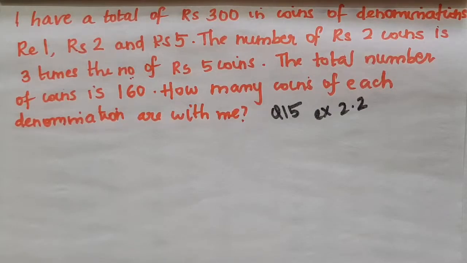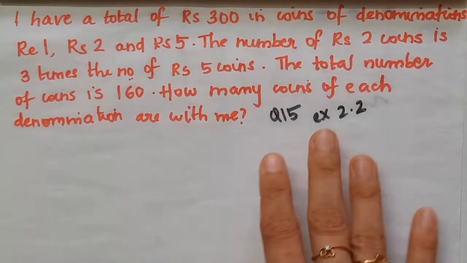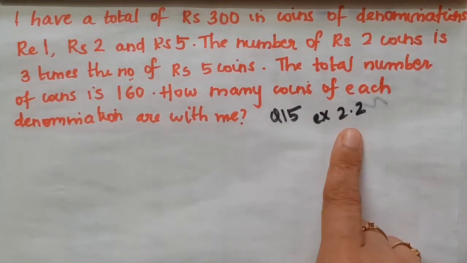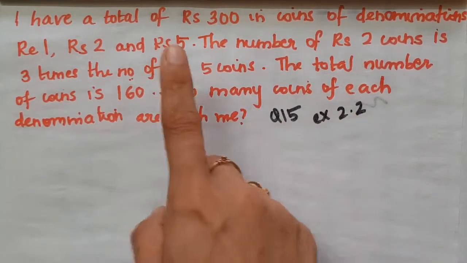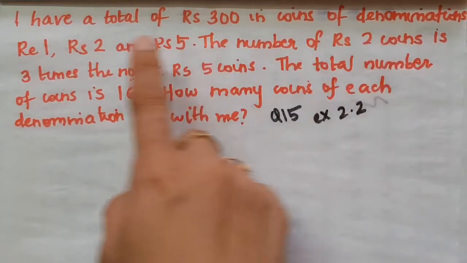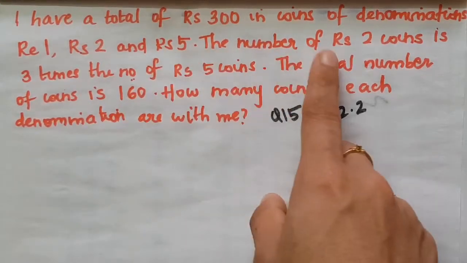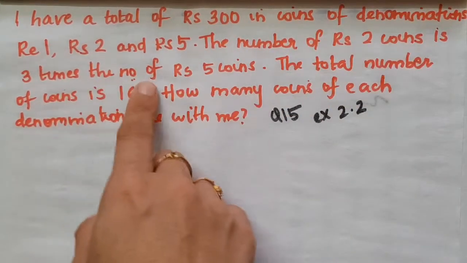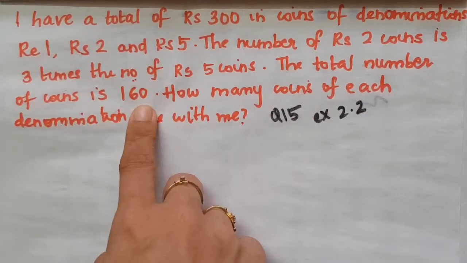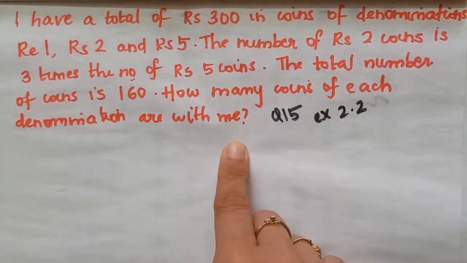Moving on to more applications of linear equations in one variable. Okay, so this question is question number 15 from exercise 2.2. I have a total of rupees 300 in coins of denominations rupees 1, rupees 2 and rupees 5. The number of rupees 2 coins is 3 times the number of rupees 5 coins. The total number of coins is 160. How many coins of each denomination are with me?